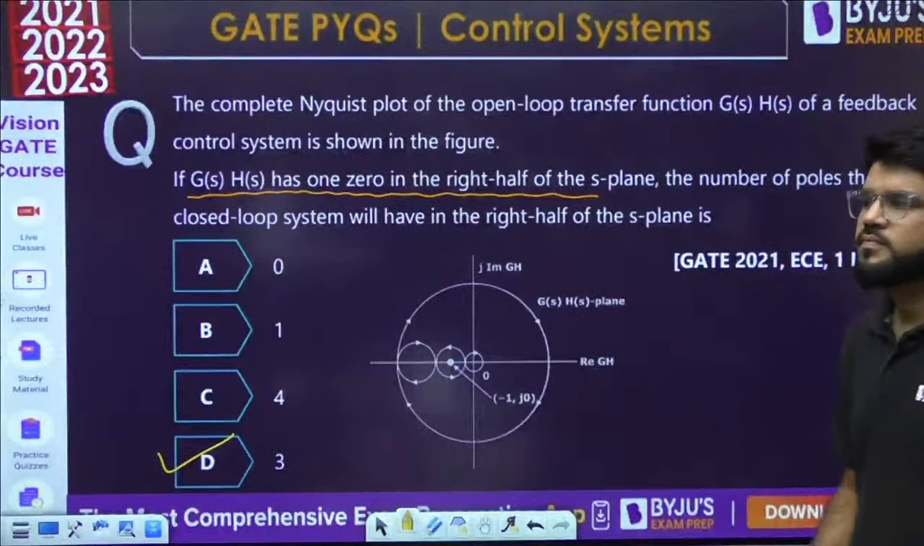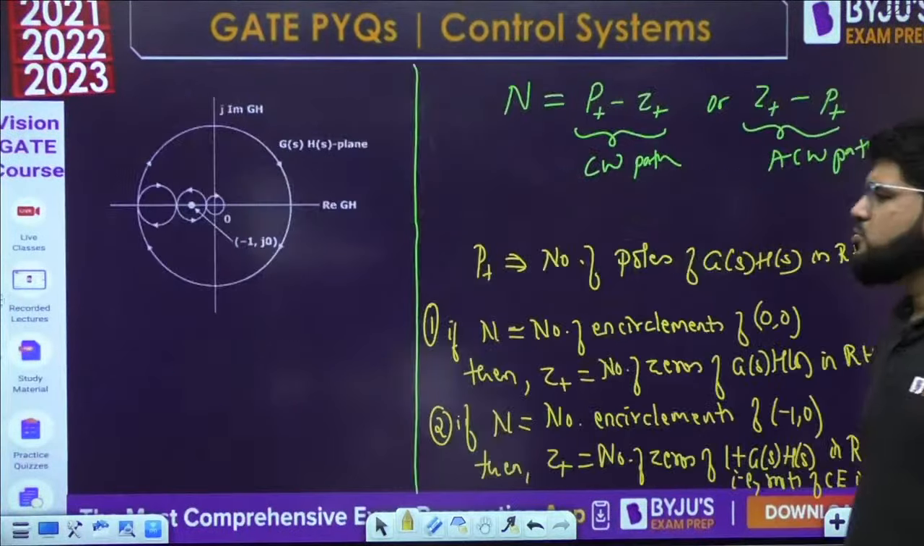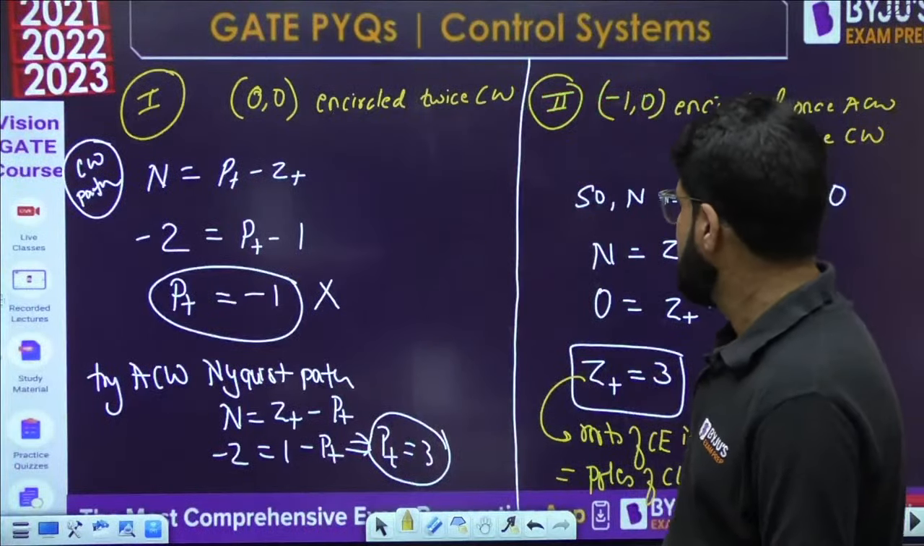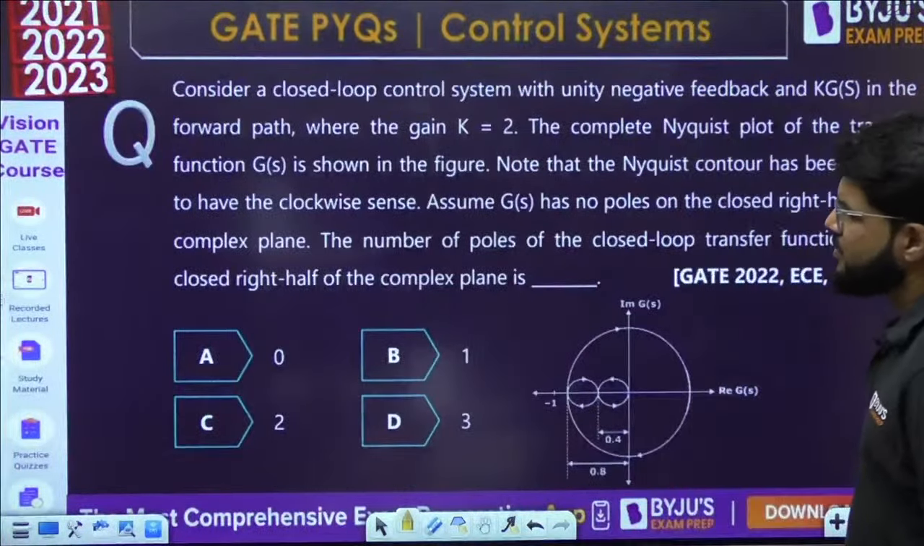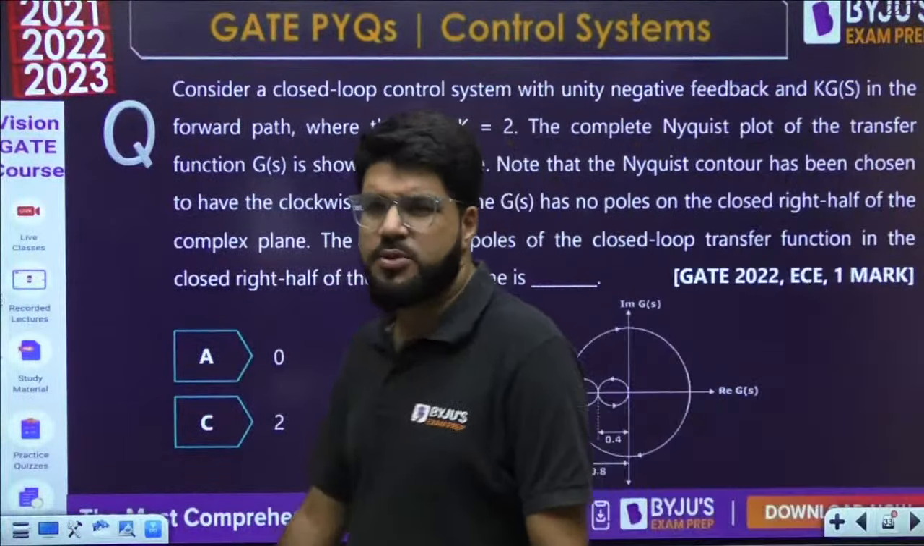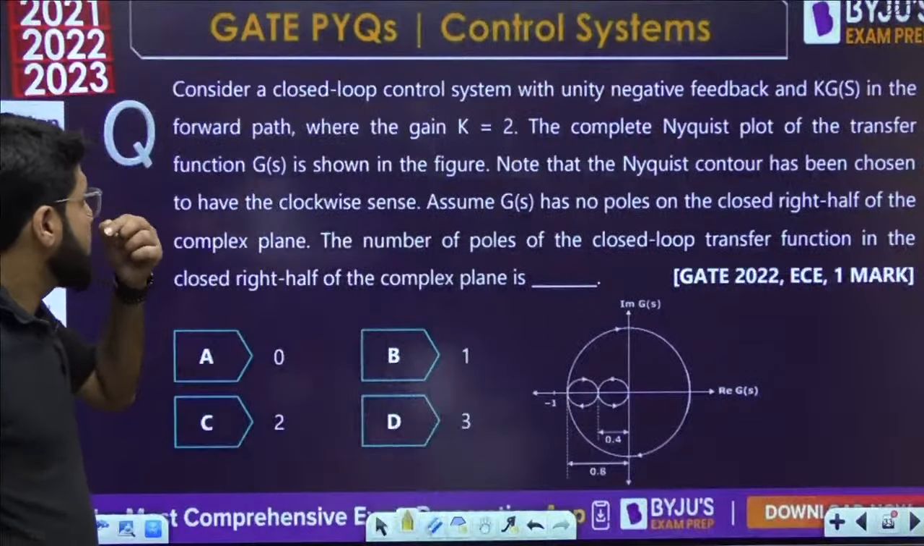Done. Let's move ahead to the next question. 2022 EC, 1 mark. Again 1 mark from Nyquist, but this one is actually simple.